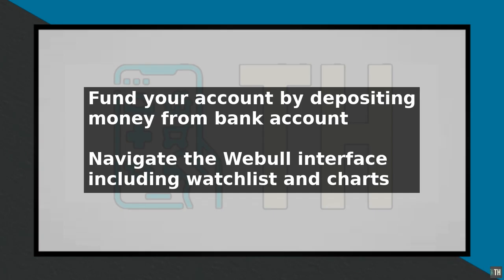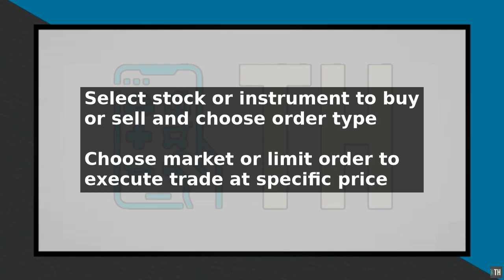For example, if you want to buy 10 shares of Apple stock, you would select Apple from your watch list, choose the buy option, and enter the number of shares you want to purchase. You can also set a limit price to control the price at which your trade is executed.